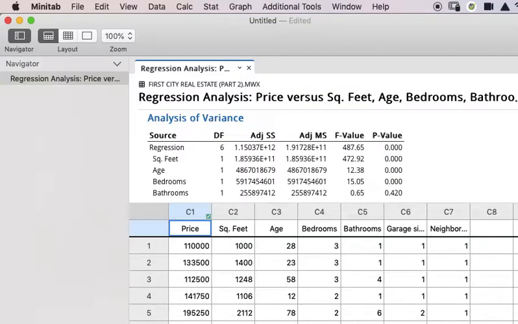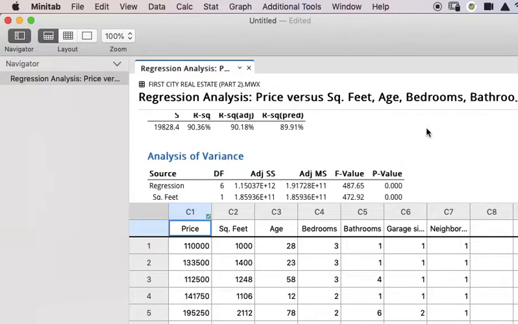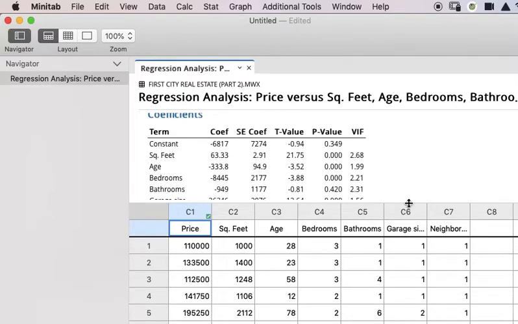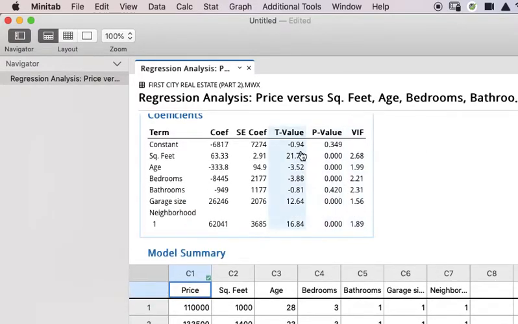So now let's look at my individual slopes. If I go up here to the coefficients table, I see my t-values for each: the square feet, the age, number of bedrooms, number of bathrooms, garage size, and neighborhood. I would put those t-values in when the homework question's asked, and then look at my p-values to determine if they're significant or not.